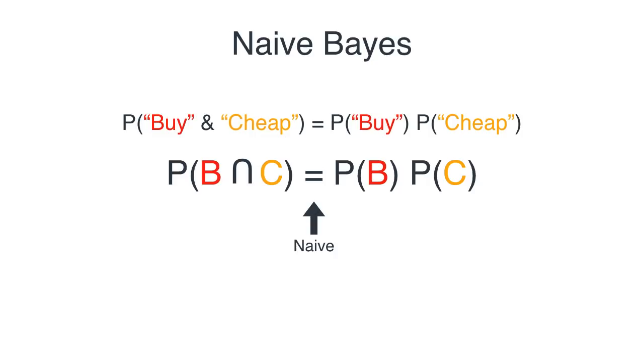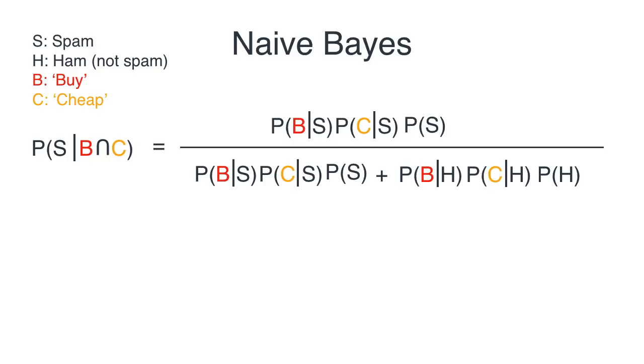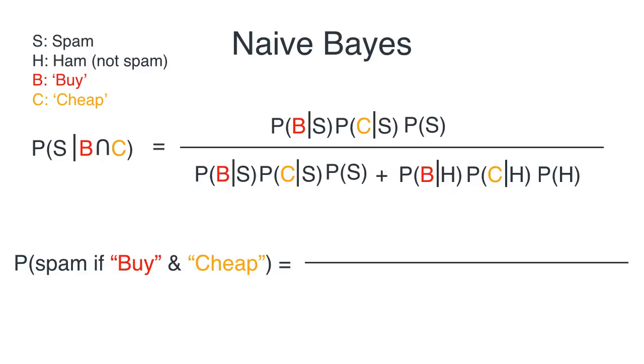And the full formula for naive Bayes, this is for two events, but you can generalize this for many more events, is probability of spam given that the words buy and cheap appear is that formula. And if we look at all the probabilities here, probability of spam if it contains the words buy and cheap, well, it's a ratio. On the top, we know this probability is 20 out of 25 for probability of buy given that it's spam. Probability of cheap given that it's spam is 15 over 25. If you remember correctly, there were 15 spam emails containing the word cheap. And then again, 25 over 100 for the probability that an email is spam.